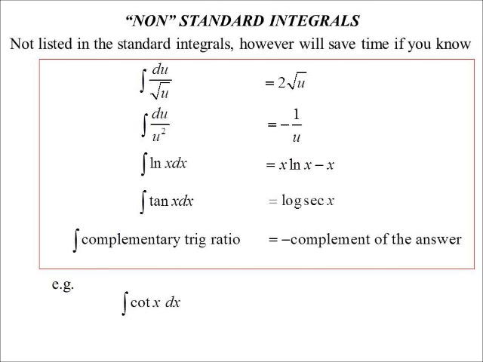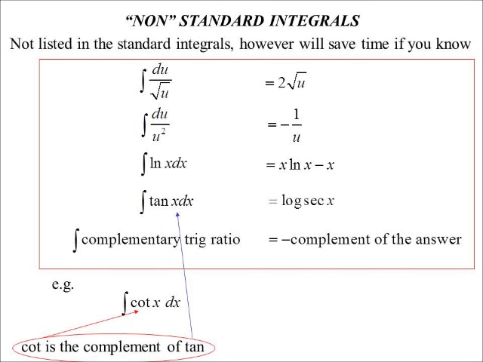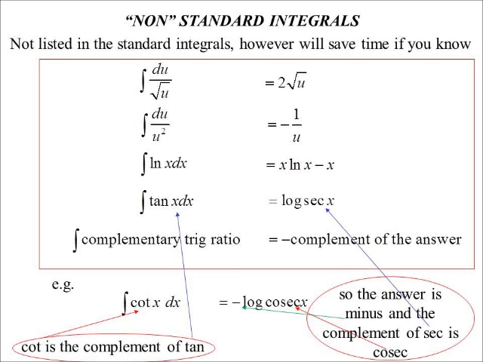If I want to integrate cotan x, well, I've just said the integral of tan x is log sec. So cotan is the complement of tan, so the answer should be minus the log of cosec. So minus, and the sec changes to its complementary ratio. Minus log of cosec, you might prefer to write it as the log of sine, because you could bring the negative 1 in, and reciprocal of cosec is sine.